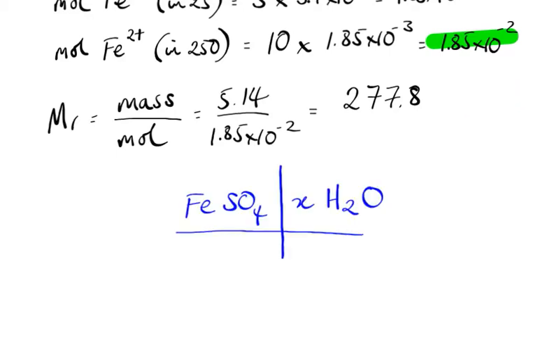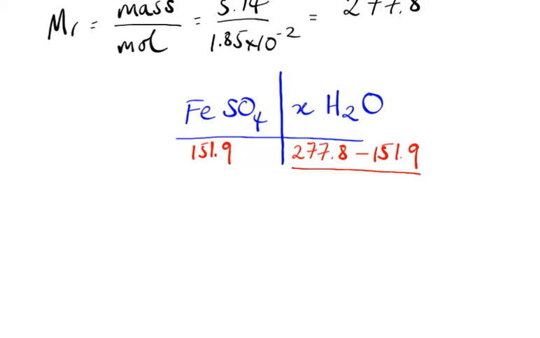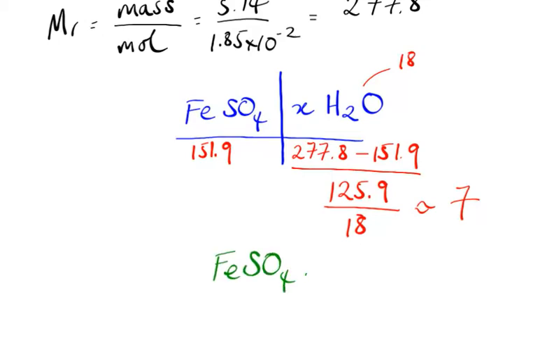The 277.8 is the Mr of the whole thing. We just want to subtract the Mr of iron sulfate away from that, which was 151.9, which means that our waters are contributing 125.9 to the Mr. Each water, of course, is 18, so divide that number by 18 and you'll see it's near as damn it 7, and so the formula for this has 7 waters of crystallization in this salt.